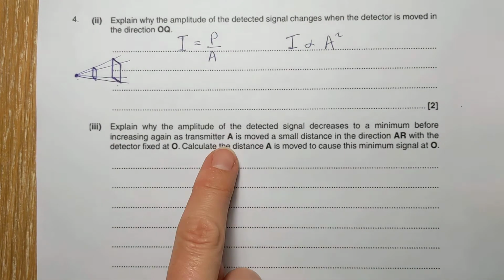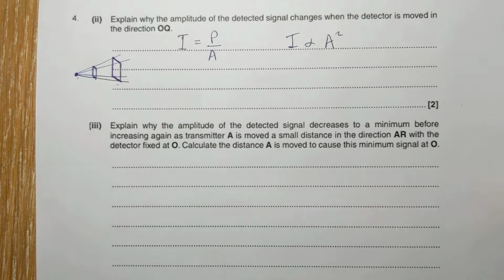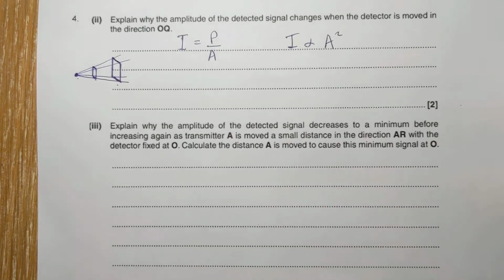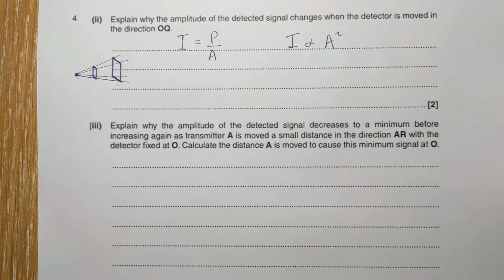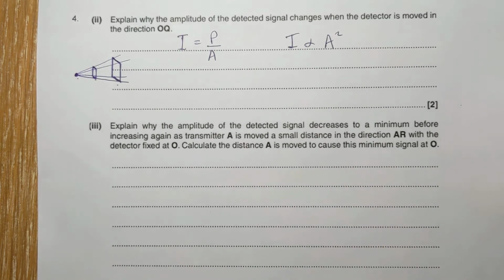Okay, so in answer to this question, for the first mark, when the transmitter has moved half a wavelength away, the two waves will arrive exactly out of phase at O, and this will lead to a minimum. And for the second mark, this distance is therefore 1.5 centimetres, or 1.5 times 10 to the minus 2 metres.